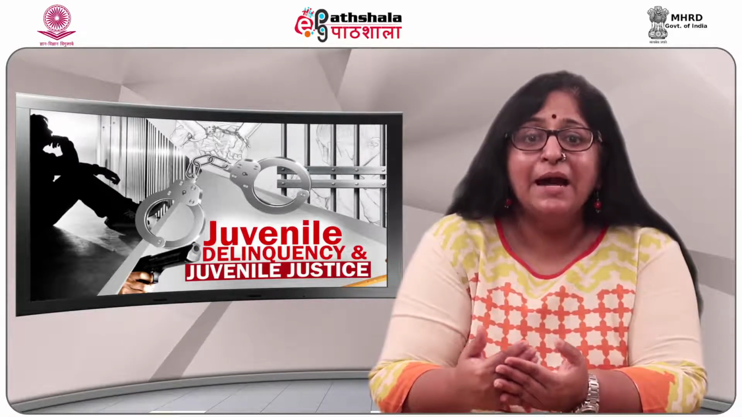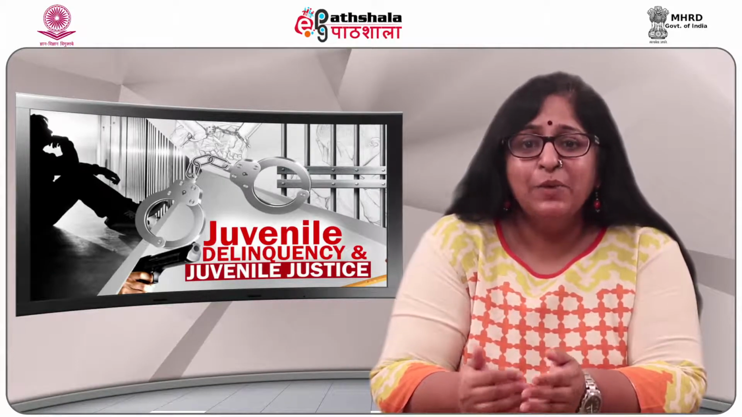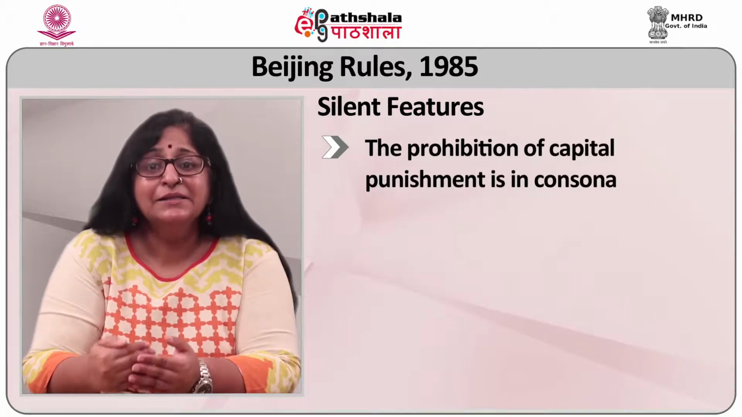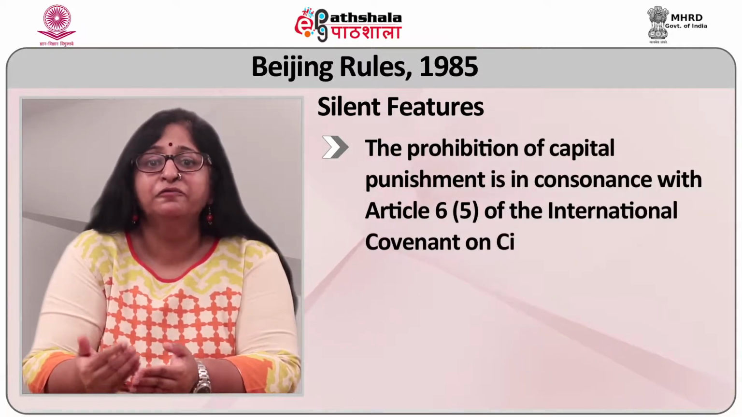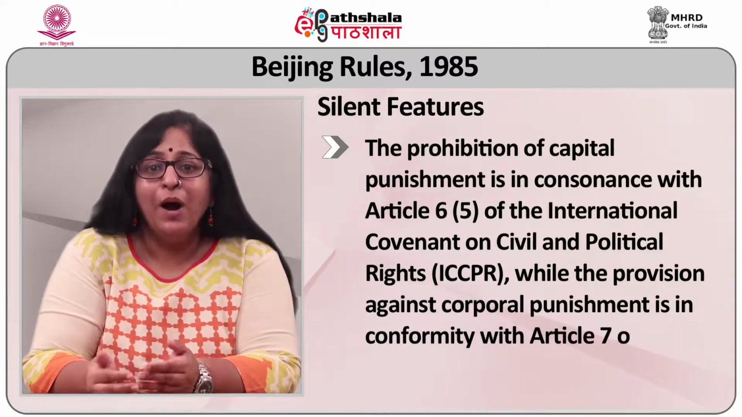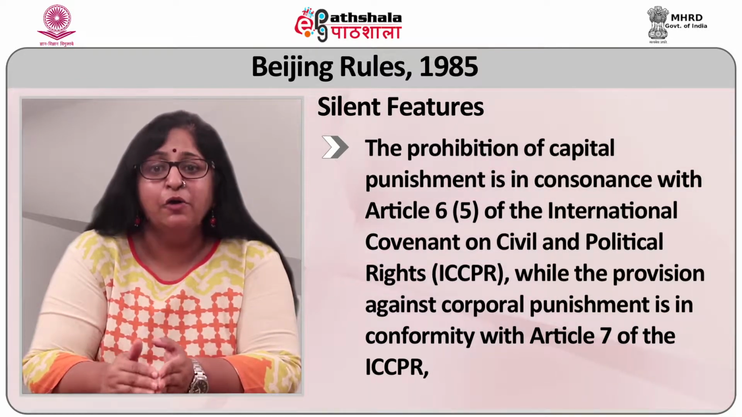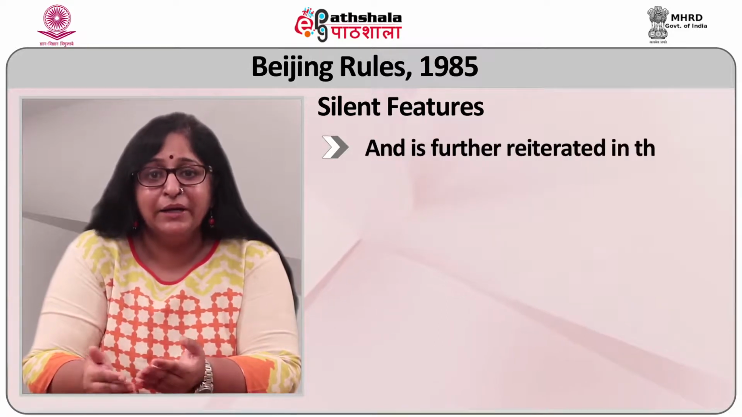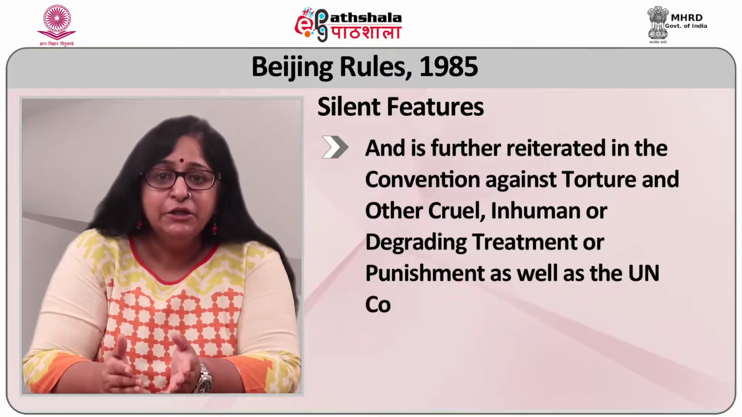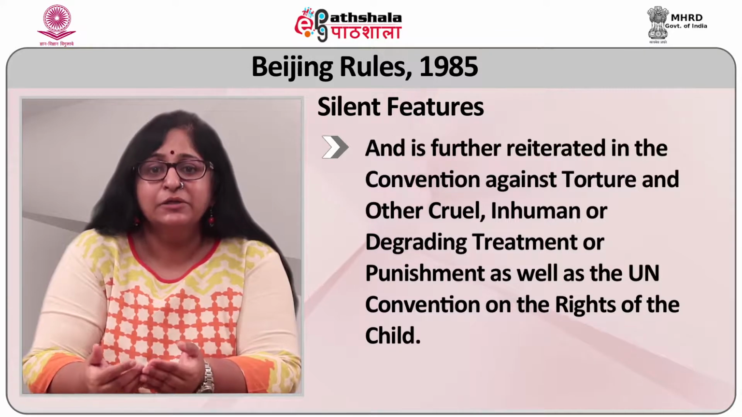The adjudication and disposition section of the rules clearly prohibit the imposition of capital as well as corporal punishment on juveniles. The prohibition of capital punishment is in consonance with Article 6, Clause 5 of the ICCPR, which we have already discussed in the beginning of this module. While the provision against corporal punishment is in conformity with Article 7 of the ICCPR, and this is further reiterated in another UN convention, that is the Convention Against Torture and Other Cruel, Inhuman or Degrading Treatment or Punishment, as well as the UN Convention on the Rights of the Child.